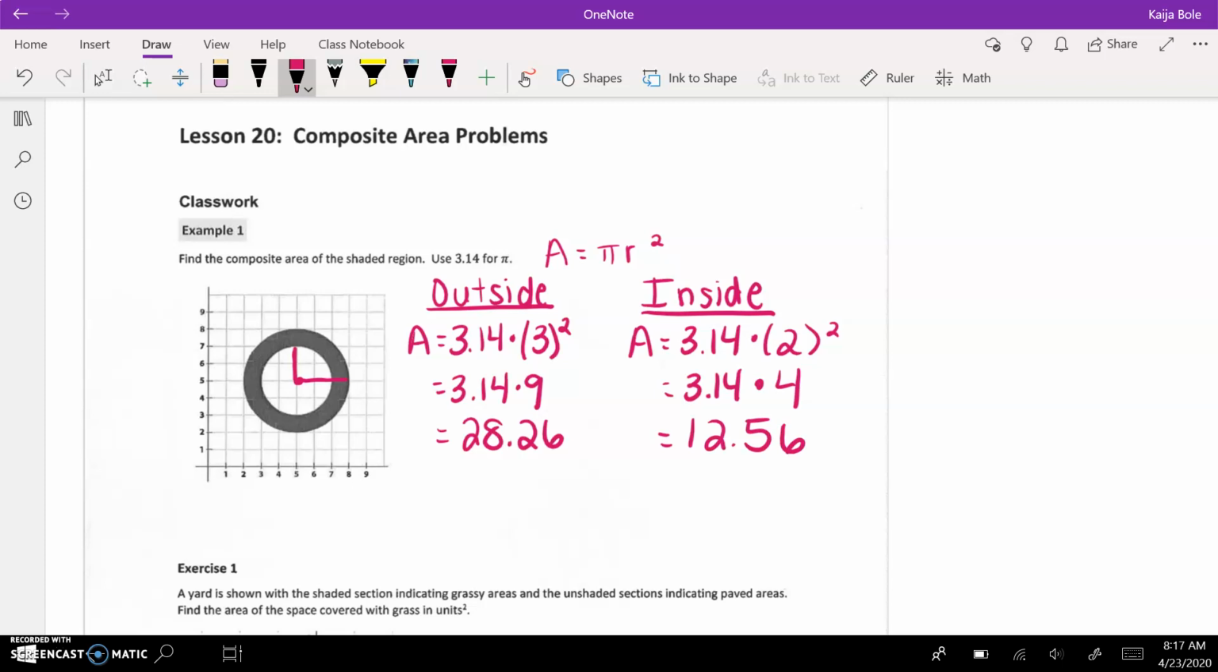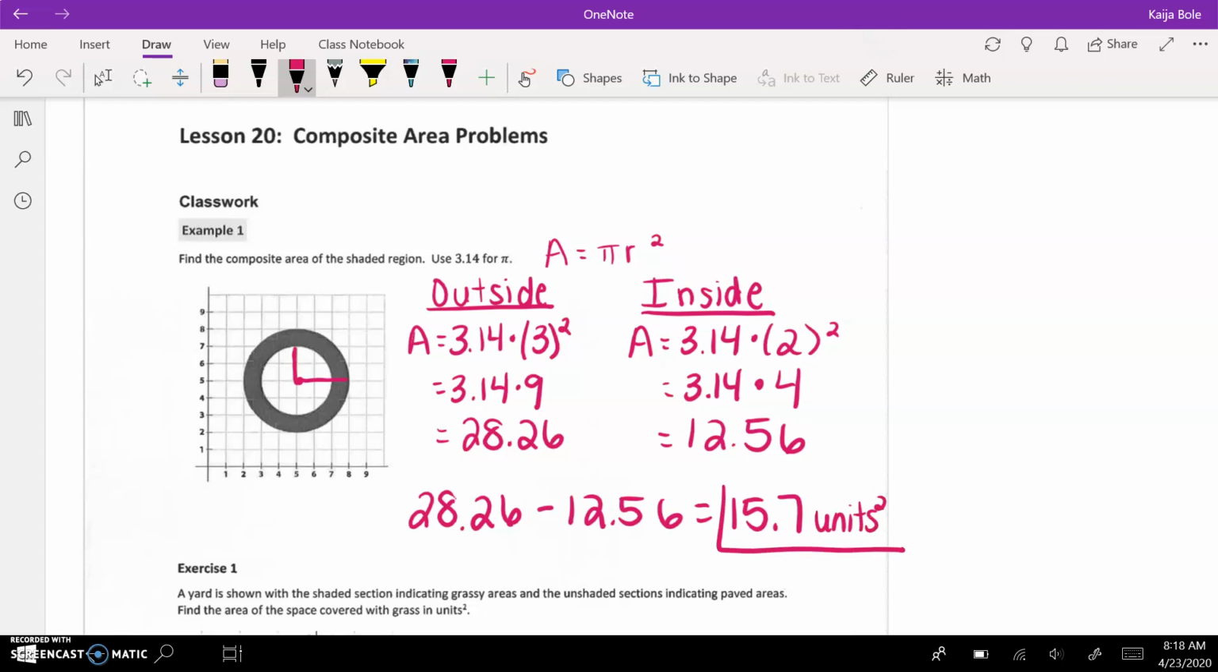Now, remember, I only want the shaded region, so it's like finding the difference between the two. So we have that outside part, and we're going to take away that inner circle, that 12.56, and then we'll just be left with the shaded region, which would be 15.7, and we would just say units squared in this case because we don't know if it's inches or feet or whatnot.